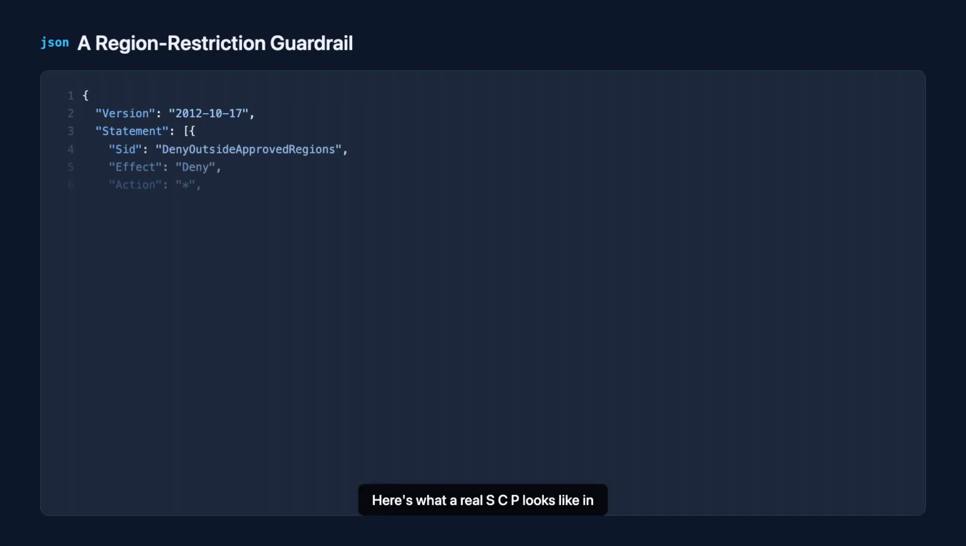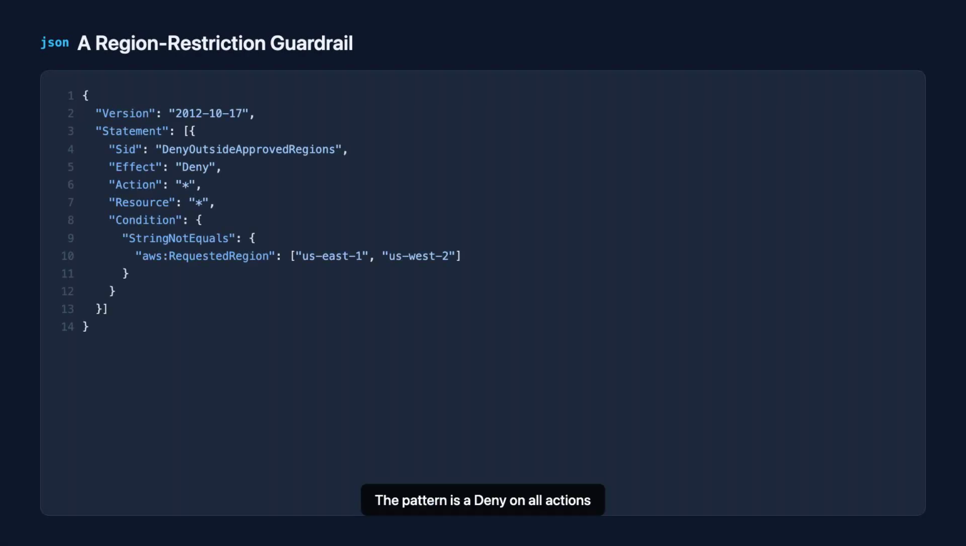Here's what a real SCP looks like in practice. The pattern is a deny on all actions and all resources, with a condition that fires whenever the requested region is not in an approved list. Here, US East 1 and US West 2.